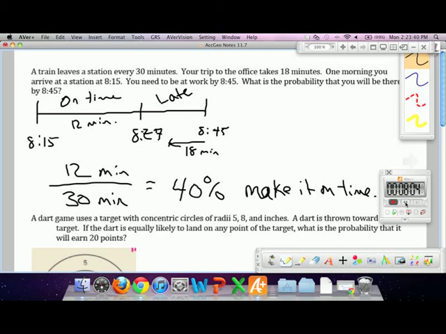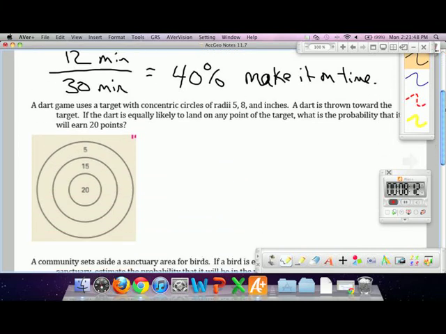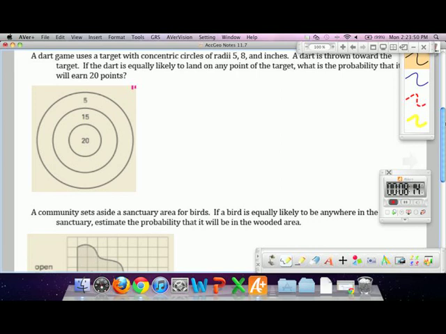We can do the same thing with areas. Like I said, a dartboard or target is a pretty common two-dimensional case. So, if a dart game uses a target with concentric circles of radii 5 and 8 inches.